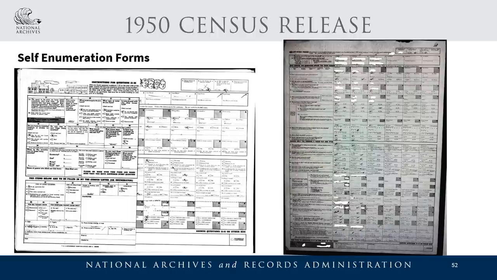The self-enumeration forms in Franklin County, Ohio, and Ingham and Livingston counties, Michigan, look like this. And researchers will find when they look at the census records that there will be, for the enumeration district, a long run of the forms on the left that are in numerical order as assigned by the Census Bureau, followed by a long run of the forms on the right, also in numerical order as assigned by the Census Bureau. All the questions on these forms are the same as on the regular census form. They're just in a different format, and the answers were provided by a member of the household themselves.